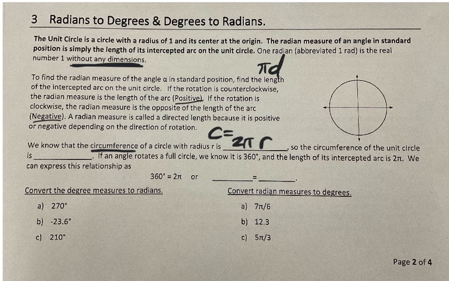Okay, what do we know about the unit circle? There are 2 statements about the unit circle we have to know. The unit circle is centered at the origin with a radius of 1. So if you plugged in 1 for r, what's the unit circle's circumference? Just 2 pi. 2 pi times 1, which is 2 pi. Okay, so that's what it is.